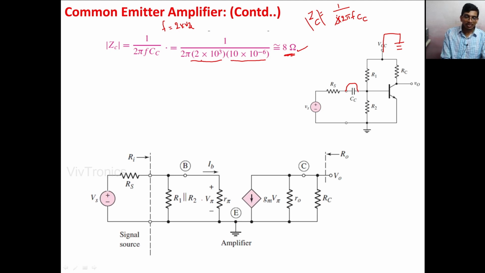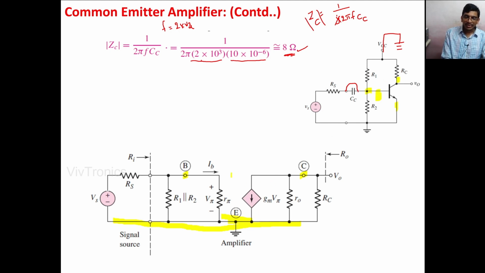Now we have to draw the equivalent circuit of this common emitter amplifier. First we start with the common terminal. Here the emitter terminal is the common terminal, which is represented, and then we have drawn the common line like this. Similarly, the input terminal is the base terminal and the output terminal is the collector terminal, which are represented here.